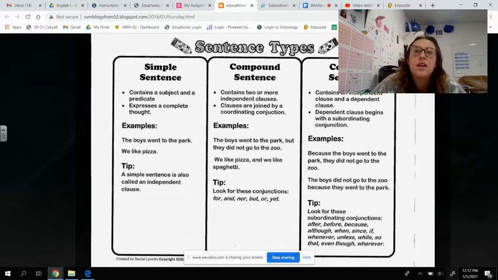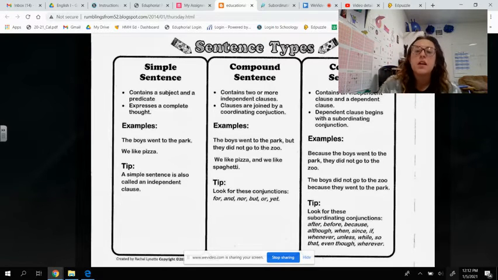Now, if you said he jumped up on the, you have to finish that. That's a fragment, not a complete sentence, right? All right. So examples. The boys went to the park. We like pizza. Okay, simple sentence, also called an independent clause. We went over that. And a complete thought.